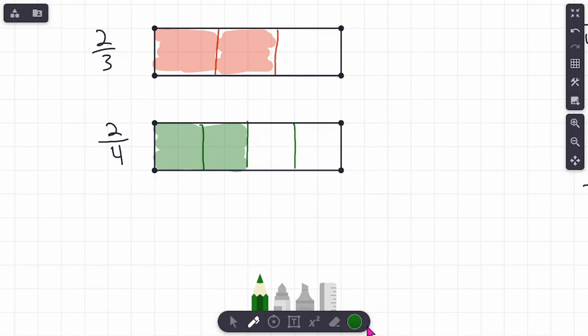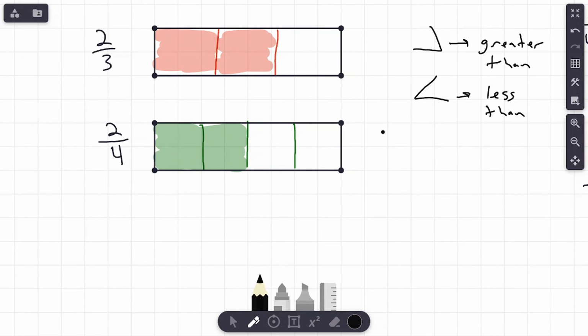And remember, in the previous problem we just did, we are talking about 2 different symbols. We have the symbol that looks like this, and we have the symbol that looks like this. Remember, this means greater than. And then this one here means less than. So before we decide which one is greater than or less than, what do you notice about these two fractions? Ask yourself, what do you notice?